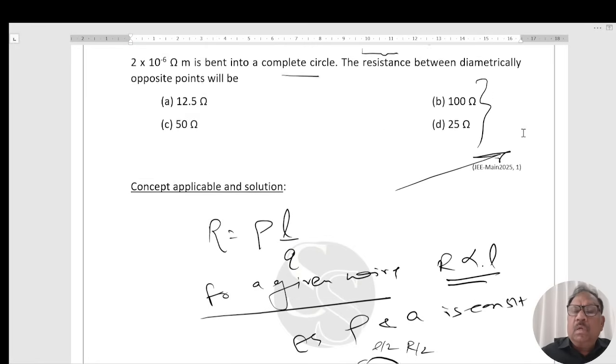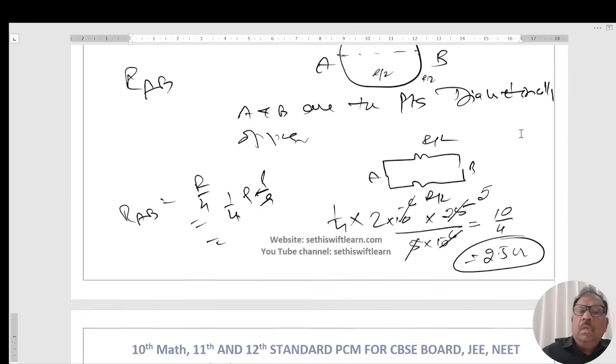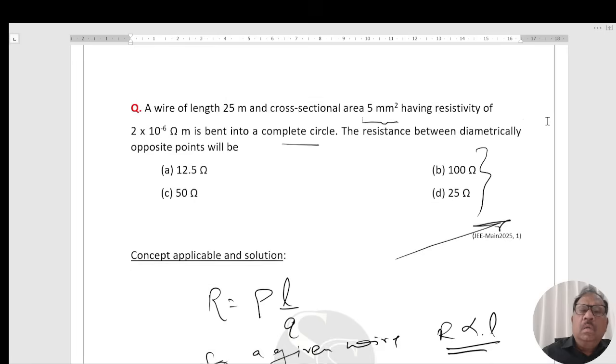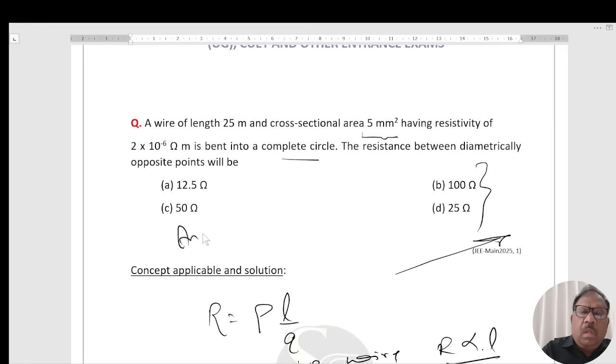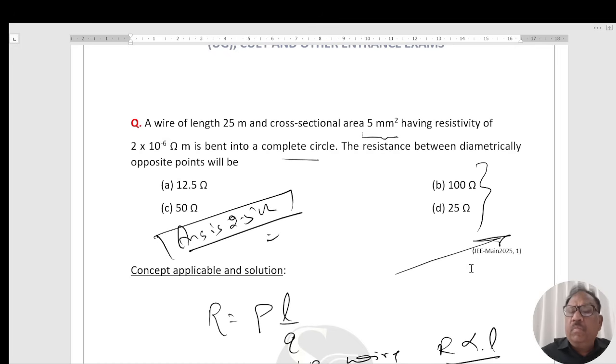None of the options is the correct answer. Answer is 2.5 ohm. None of the options given to you matches, so our answer is 2.5 ohm. Next question.